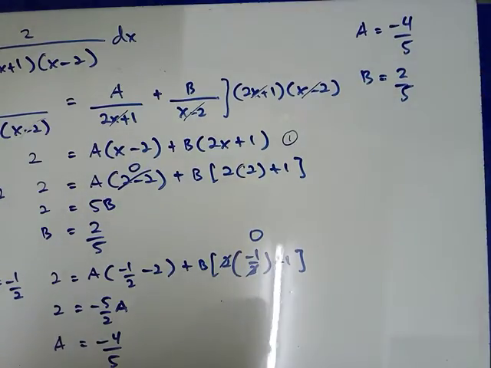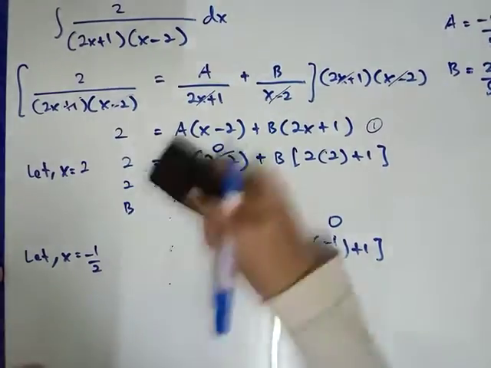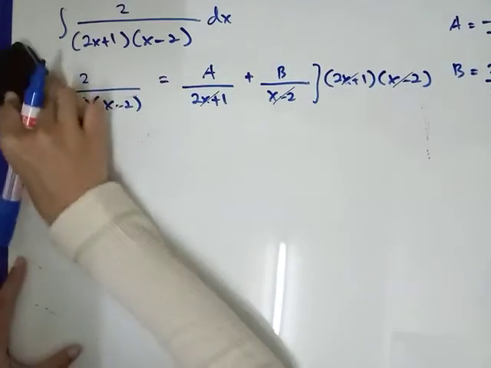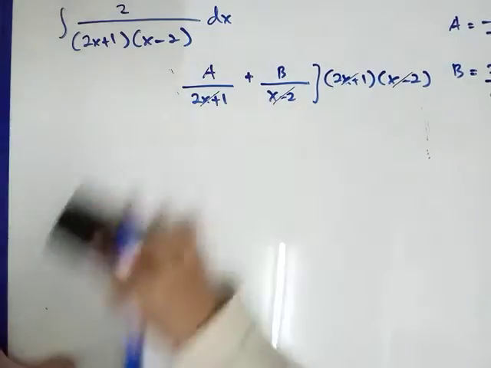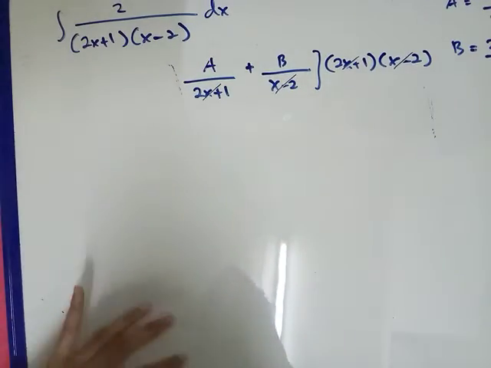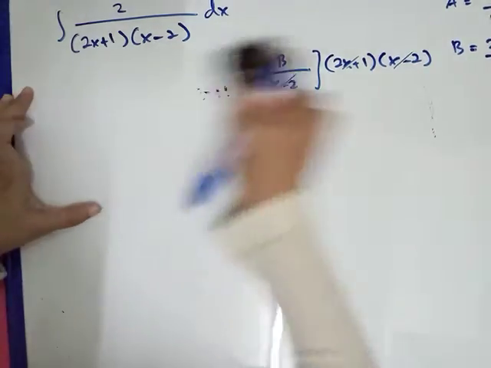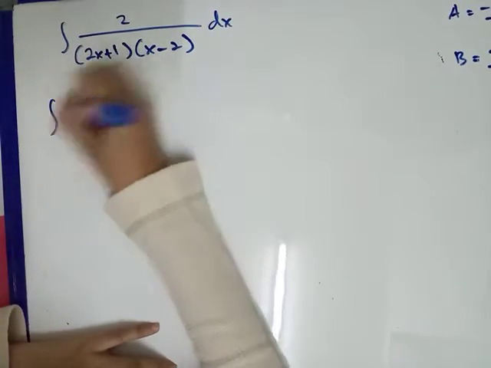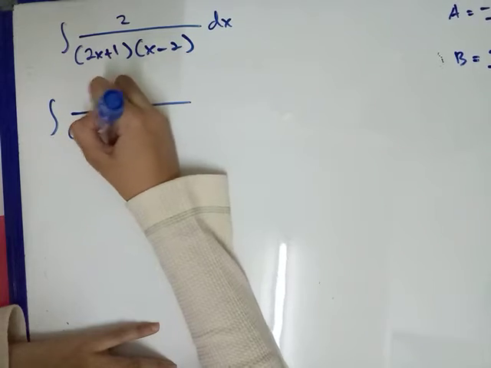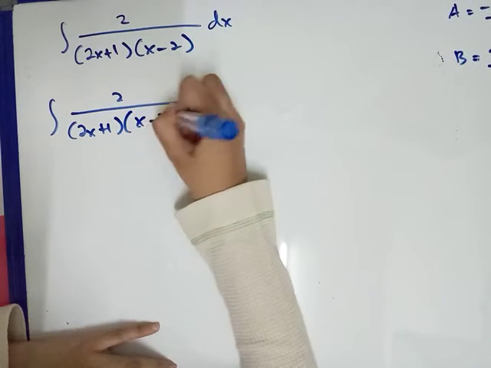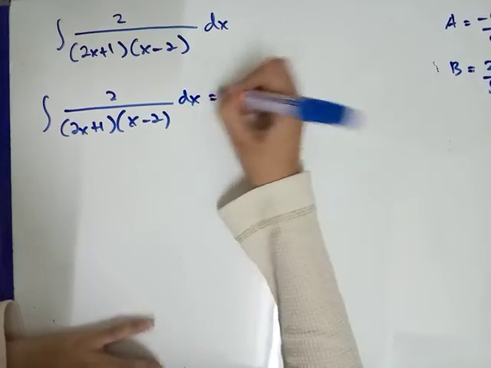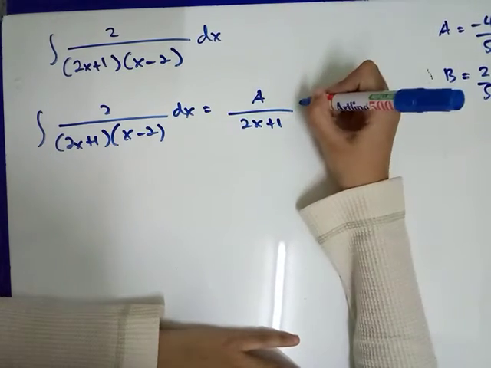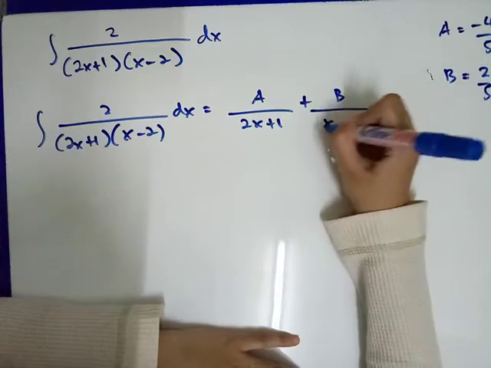Okay, so I will erase this. After you have found the value for a and b, the original question, I will write it again. Integrate 2 over 2x plus 1 times x minus 2 dx. It is equal to, originally what did I put? a over 2x plus 1 plus b over x minus 2, right?